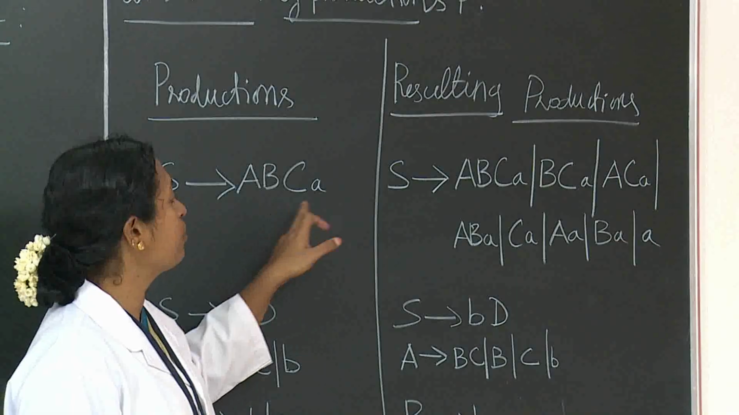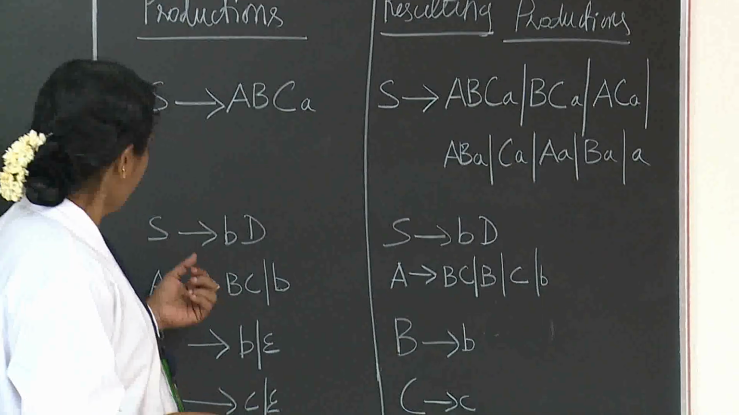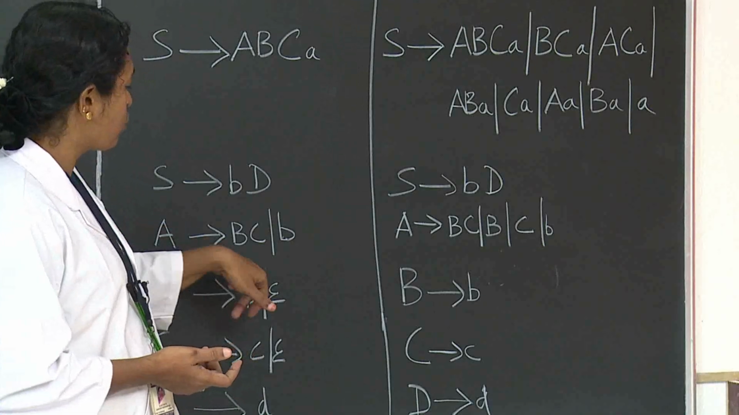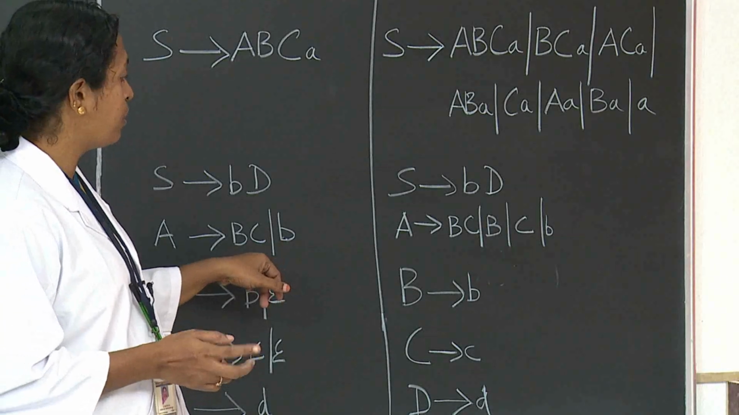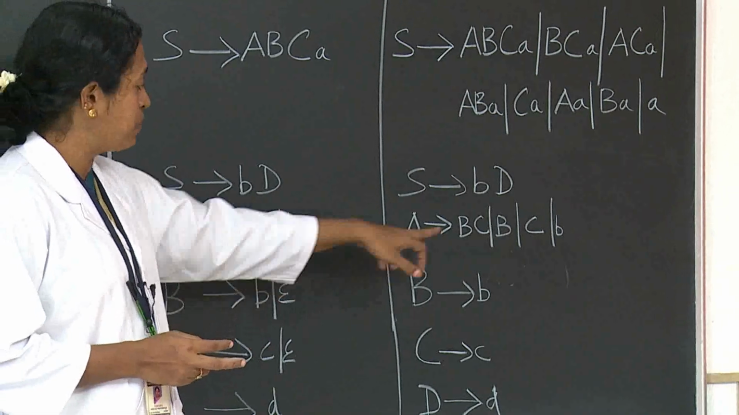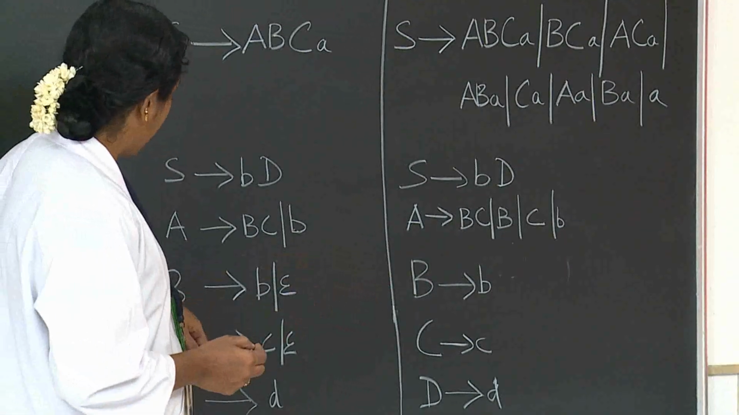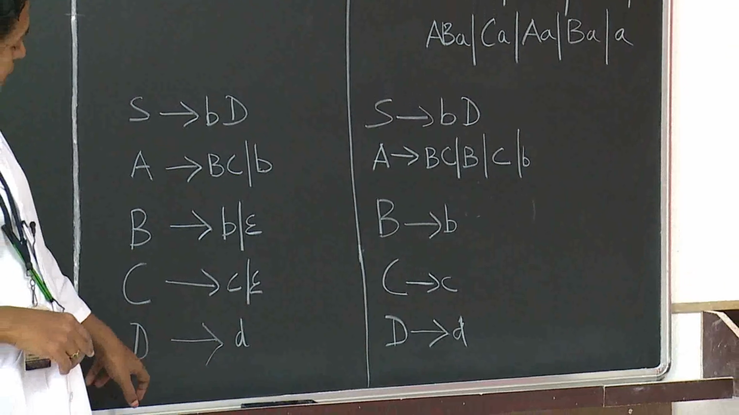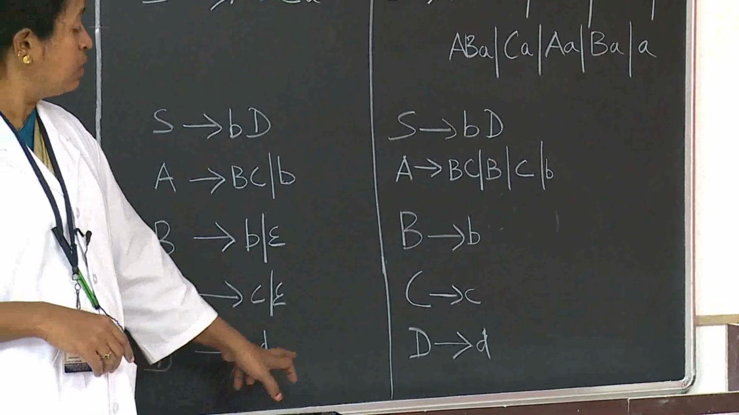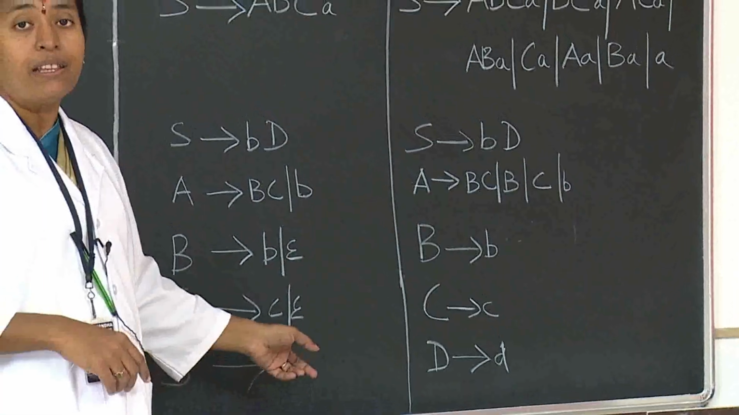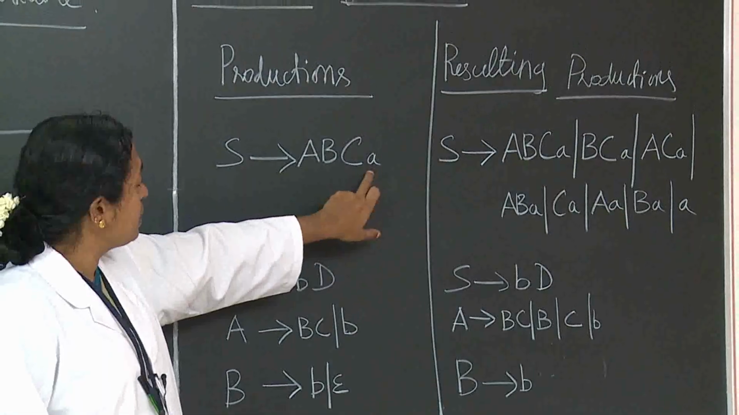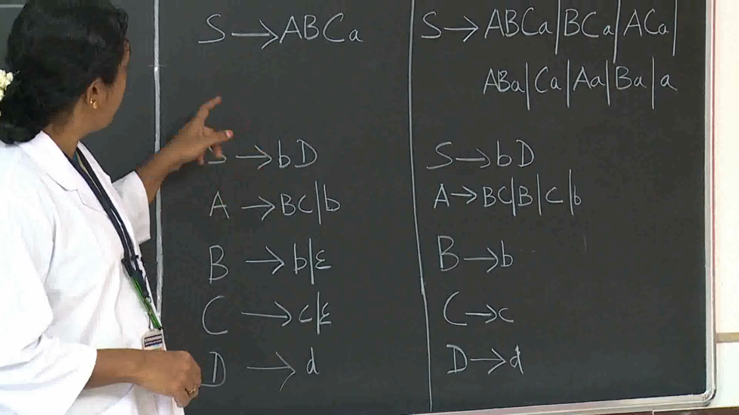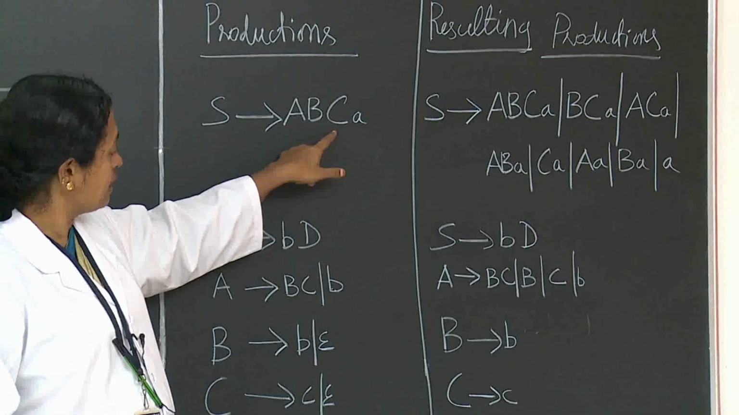The resulting production will be on the right hand side. If we consider S tends to BD, there are no nullable variables here, so it stays similar. If we consider A tends to BC, here B and C are epsilon productions, so we have to consider each time B replaced by epsilon and C replaced by epsilon. Then for B tends to this, we remove the epsilon in B and C. Afterwards capital D is deriving only small d, so it will be similar. This is the resulting grammar. The terminals in these productions are a, b, c and d. The variables are S, capital A, B, C and capital D.